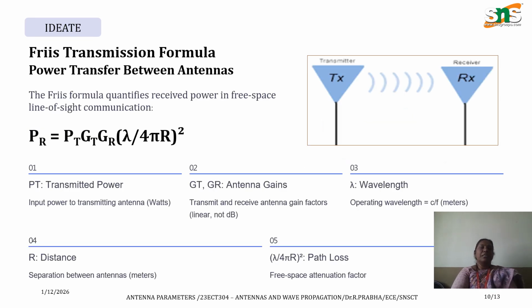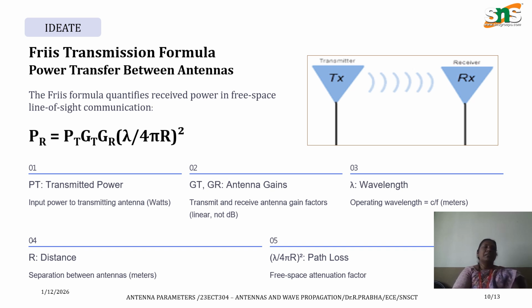The Friis transmission equation is the next parameter. It is an important formula which gives the received power, given by PR equals PT GT GR multiplied by lambda by 4 pi R, the whole square.